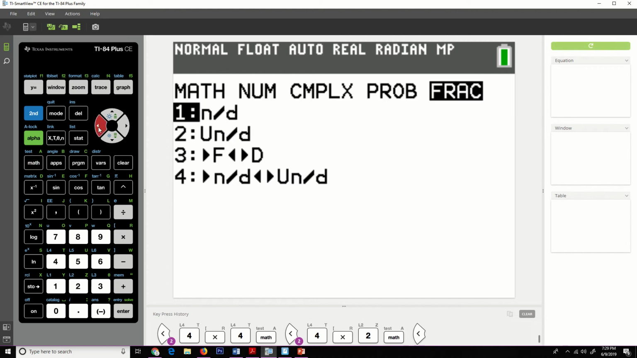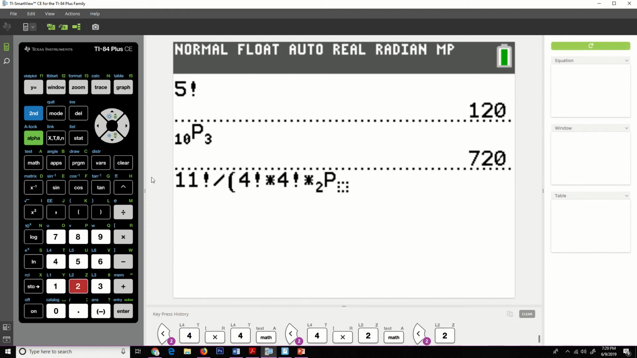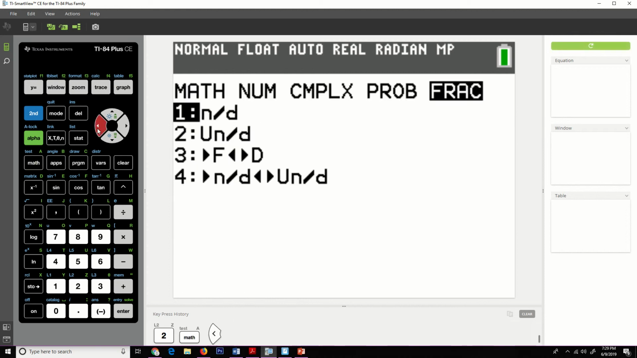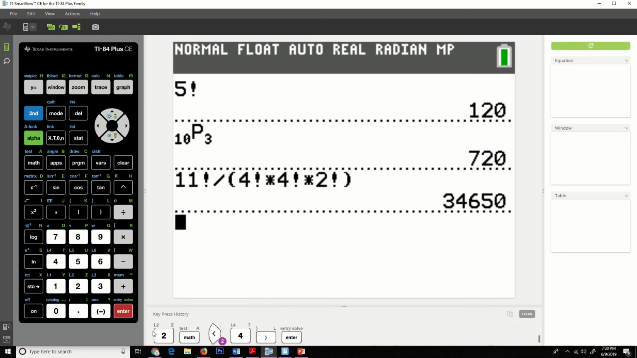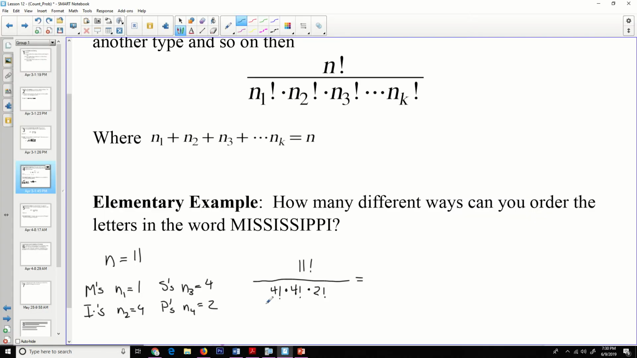So math, go over to probability, hit 2 there. Oops, I didn't want that, so we want to delete all that. We're going to have a 2, and then math over there, hit 4 to get the factorial there. So now we have 11 factorial over 4 factorial, 4 factorial, 2 factorial, and that is 34,650 different permutations. 34,650 different ways.